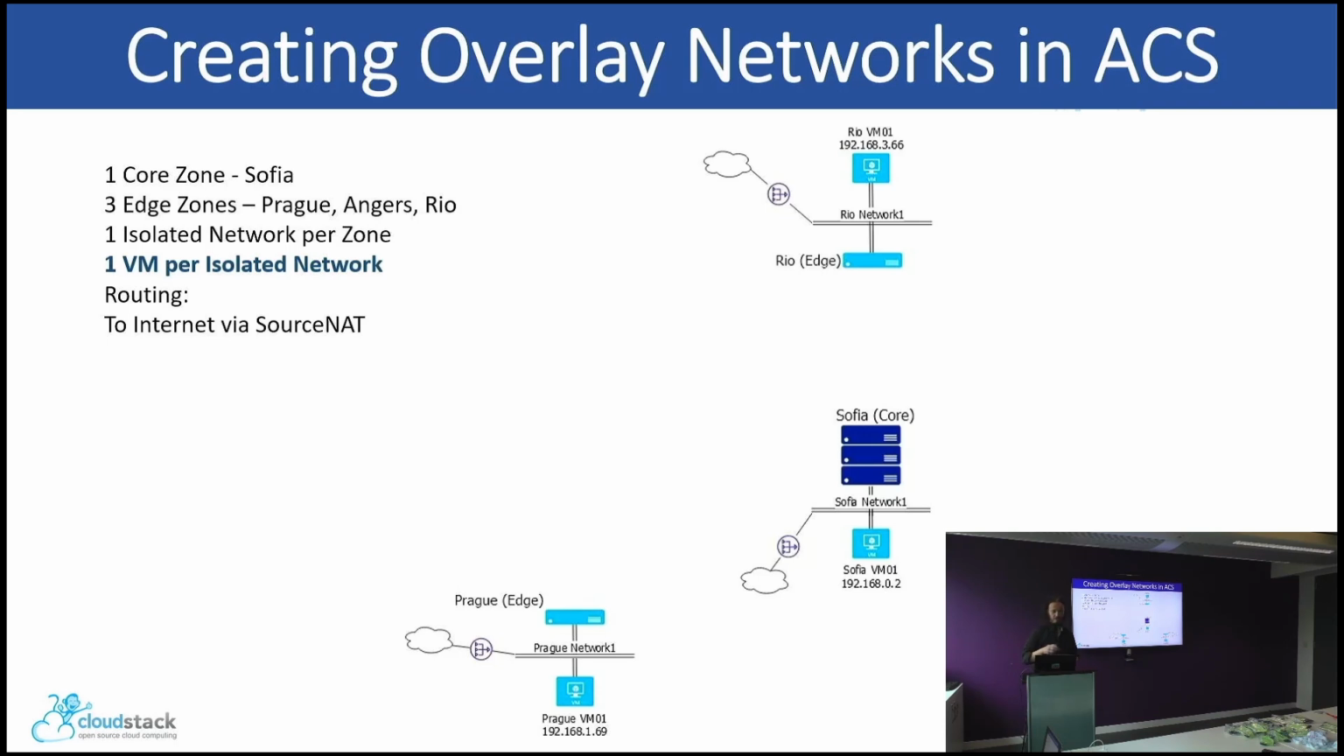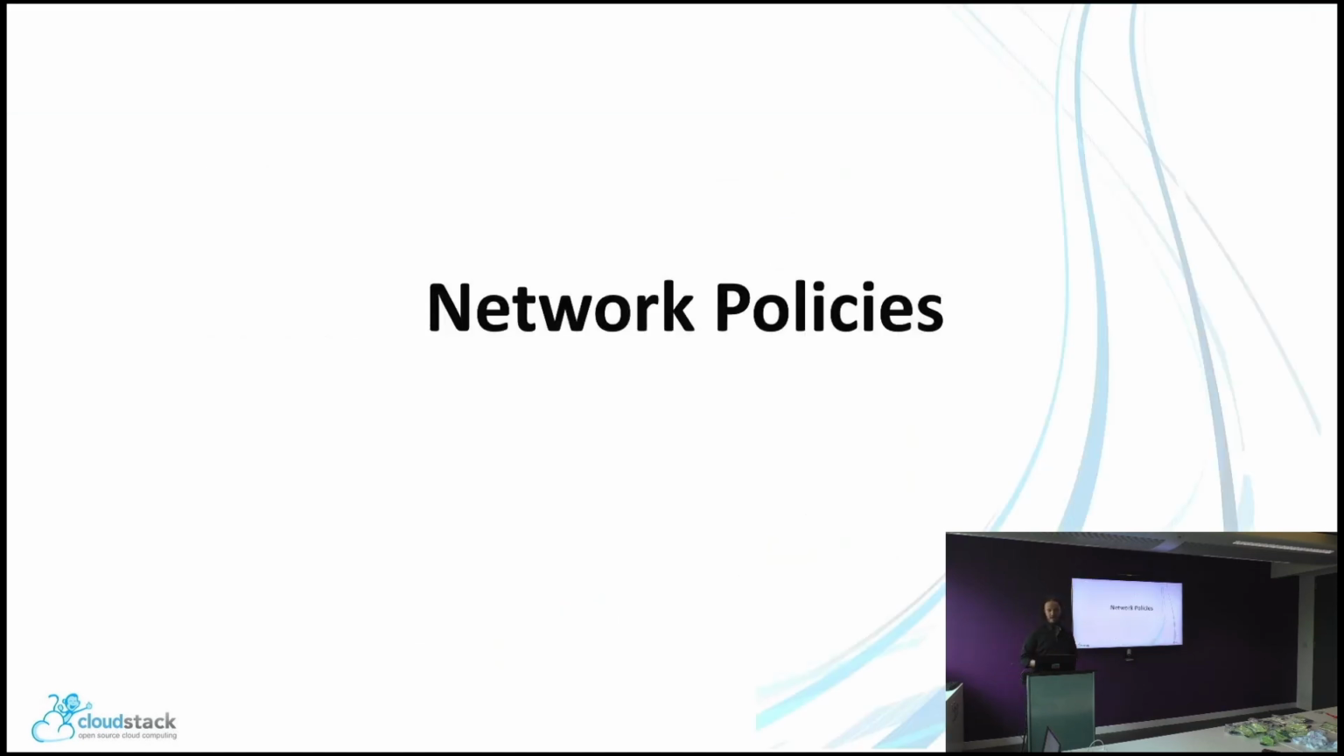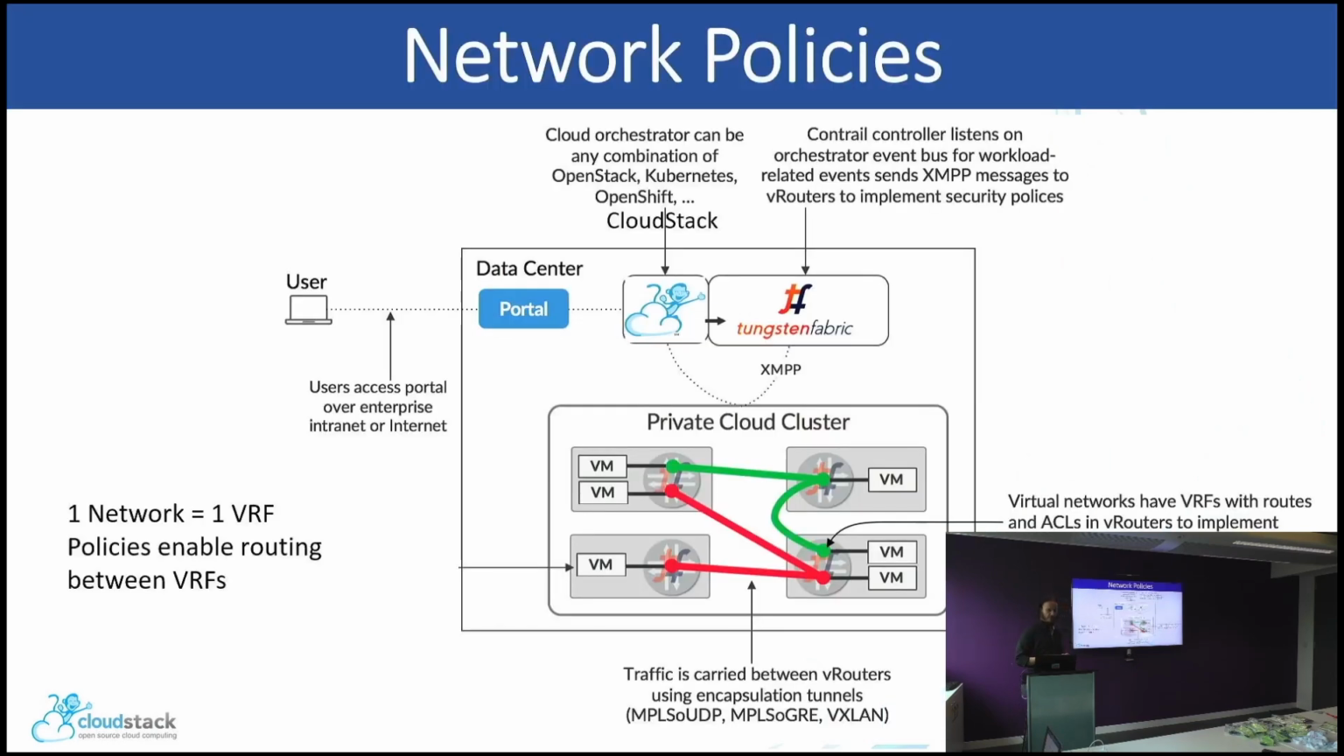Those VMs are just to see how the traffic can be steered between those networks. And then I need to create network policies. In Tungsten Fabric, as I mentioned, each network is its own VRF. There you have red and green VRF. Traffic's tunneled through hypervisors using MPLS over GRE or UDP, VXLAN. Tungsten chooses whatever works better at a certain moment.